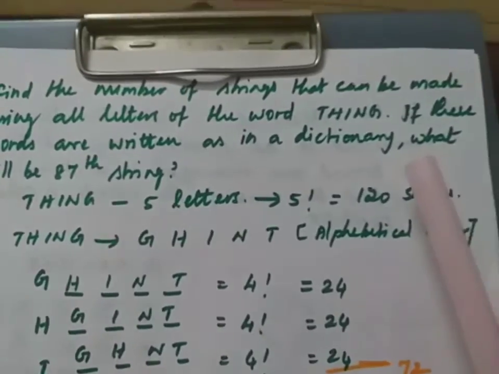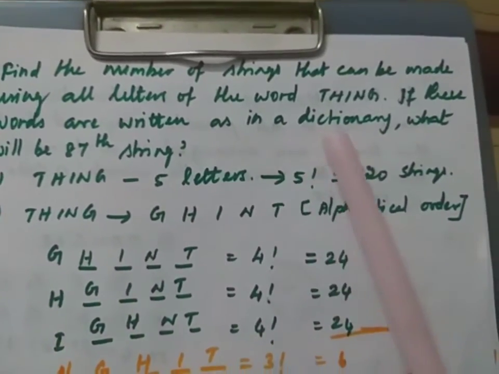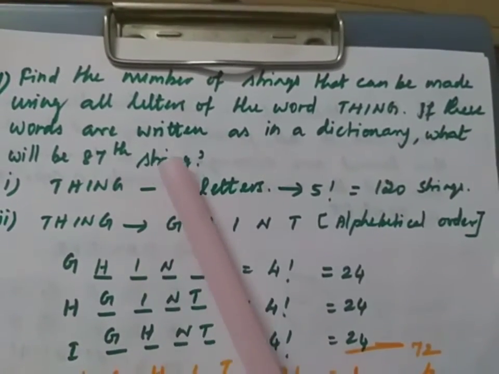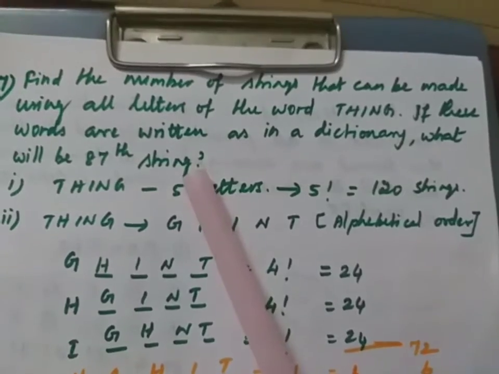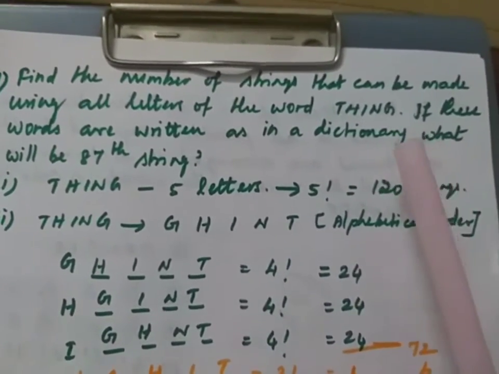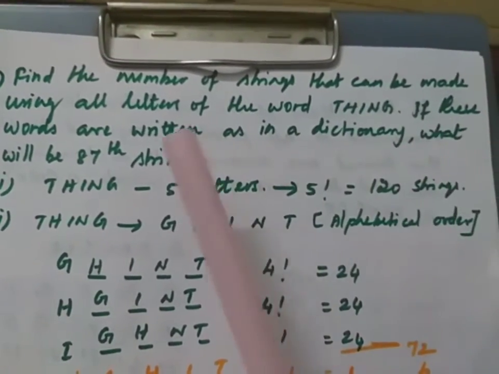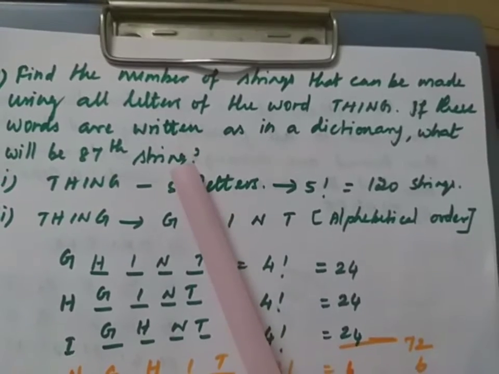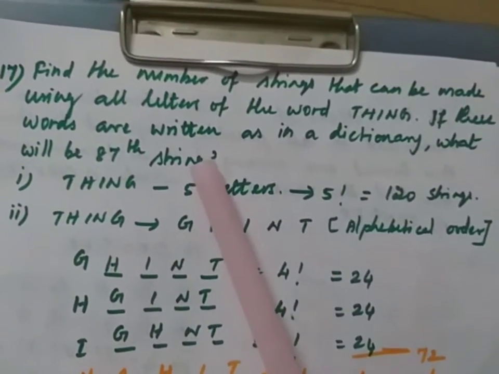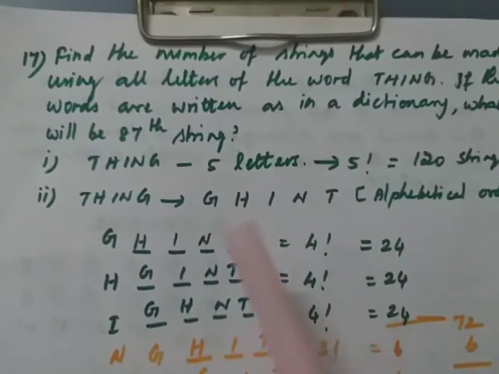Okay, the second question: if these words are written as in a dictionary, what will be the 87th string? These 120 words are written as in a dictionary. What will be the 87th string? That means we want to find the 87th word. That string is nothing but the word. Okay, let me find it now.